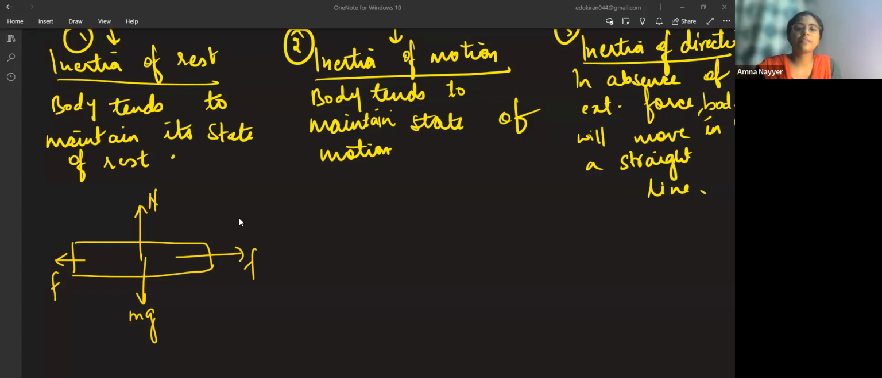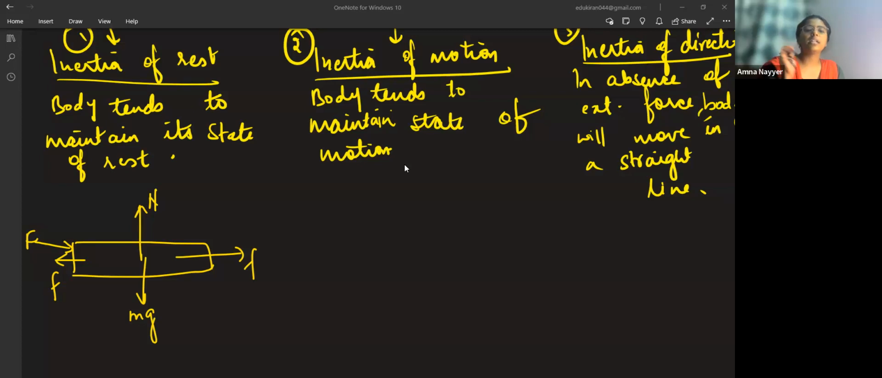Now suppose I intentionally apply a force F here, I intentionally move it. Now you can see motion is occurring. So it is disturbing the state of rest, that is inertia of rest. So external force is different. When you talk about external force, that is different.